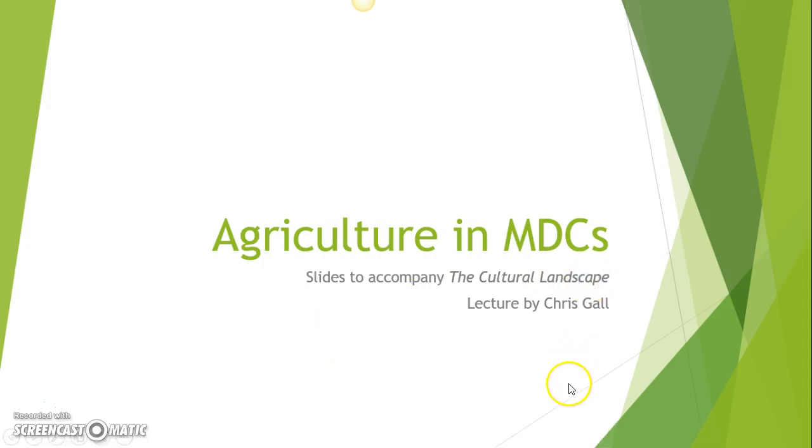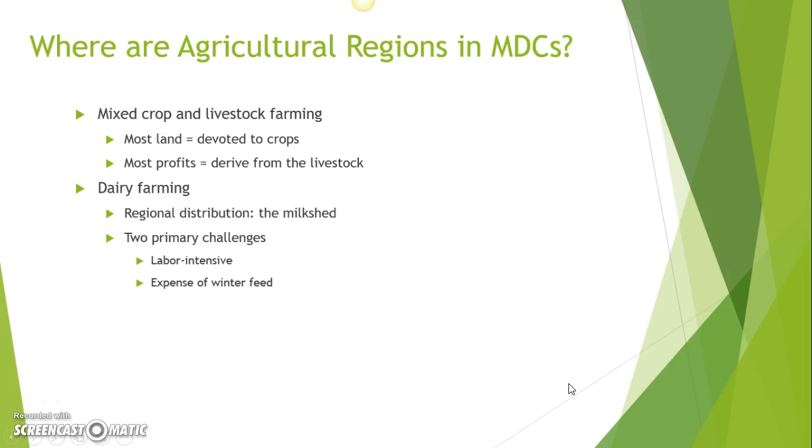So, we talk about agriculture in more developed countries. A handful of things we need to look at. One is that most agriculture in more developed countries takes one of two forms. Either it's huge monocultures or it's going to be a mixed crop and livestock farming operation.